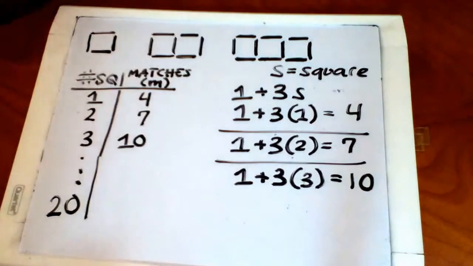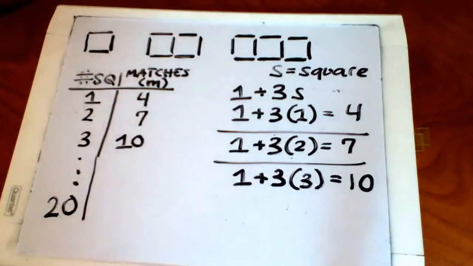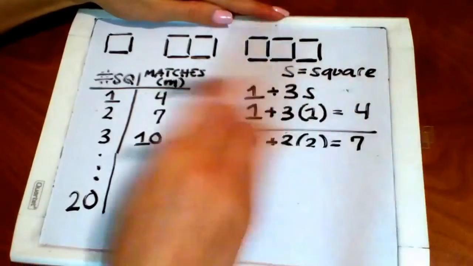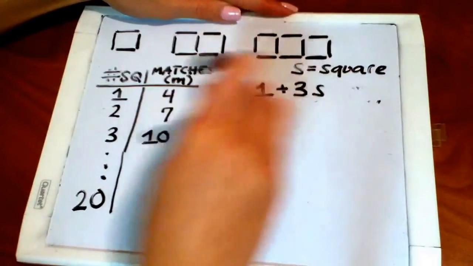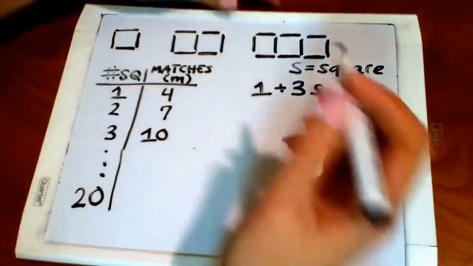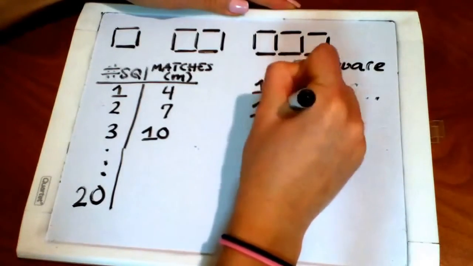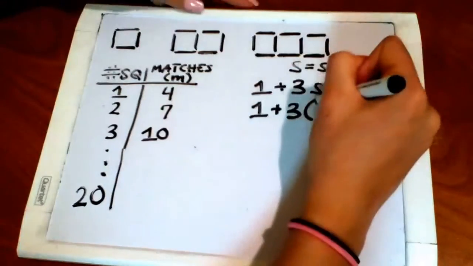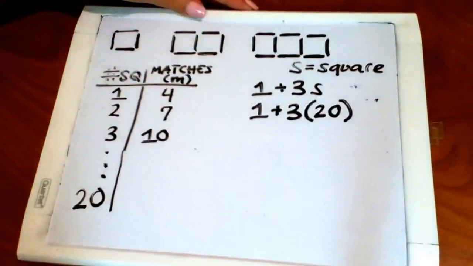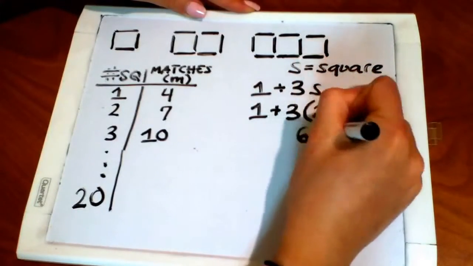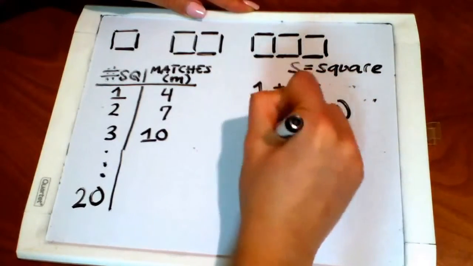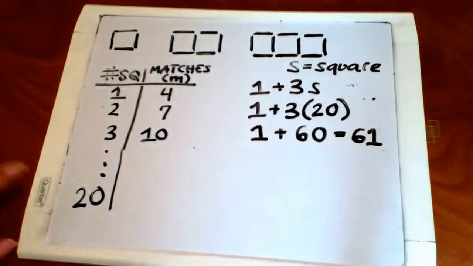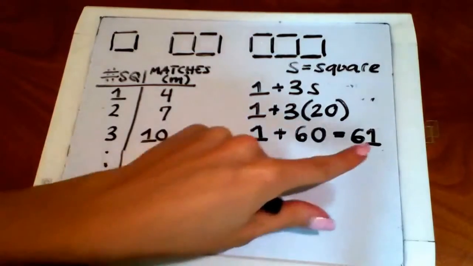Well, let's plug it in. Instead of drawing 20 individual squares and counting the matches, we can just plug it into our rule and get the answer. So I'll erase this out of the way. So 1 plus 3 times our amount of squares, which is 20. 3 times 20 is 60, plus 1 is 61. So for 20 squares, we would have 61 matches.